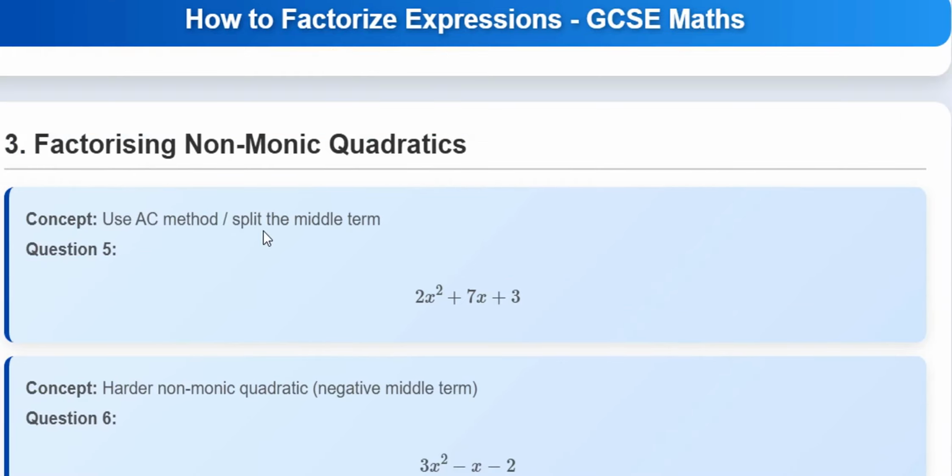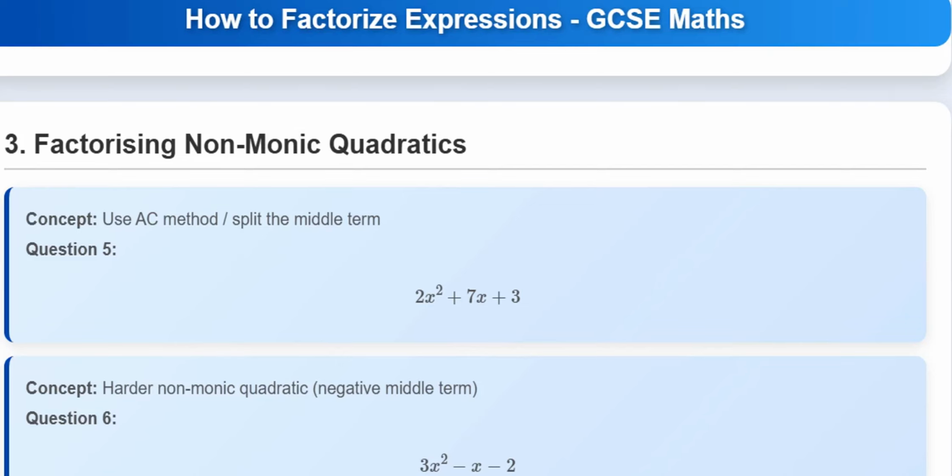Sometimes you can have some questions which are not monic. We call them non-monic quadratics. What that means is the coefficient of x squared here is not 1. It is another value, but not 1. So in this case, for example, here it is 2. So 2x squared plus 7x plus 3, and then you are told to factorize this one. The process of factorizing is just the same.